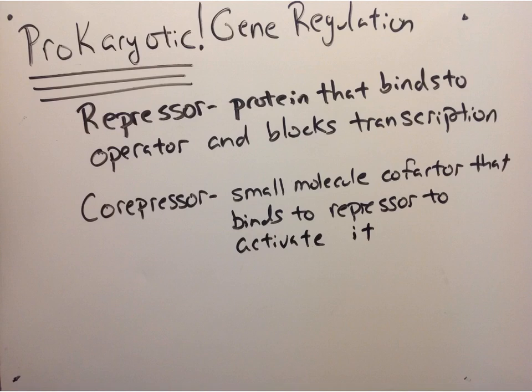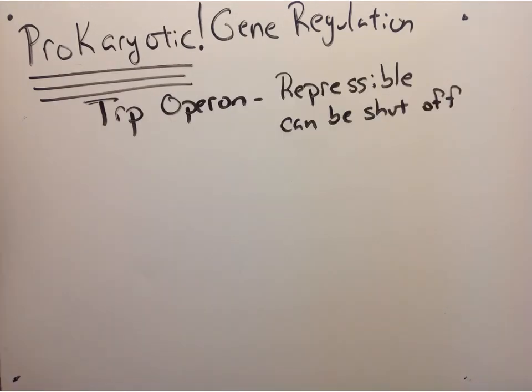Some repressors need a cofactor to help them function, and so in order to turn the repressor on, some repressors require a co-repressor. The first type of operon we're going to talk about as an example is the trp operon. It's the cluster of genes that are responsible for synthesizing the amino acid tryptophan. This is a repressible operon. What that means is it's normally on because bacteria need the amino acid tryptophan, but it can be shut off.